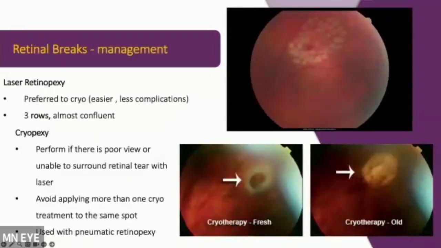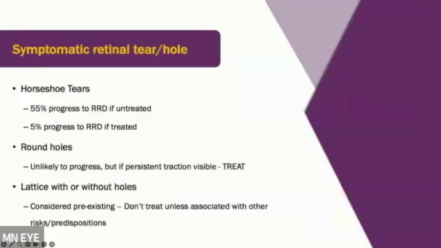So treatment, nowadays we almost always do laser treatment in 2 to 3 almost confluent rows around the tear. And cryo is also technically one of the treatments, but nowadays we rarely do it unless I have a pneumatic retinopexy and I cannot do laser for that patient, so I bring cryotherapy to apply cryo spots around the tears.